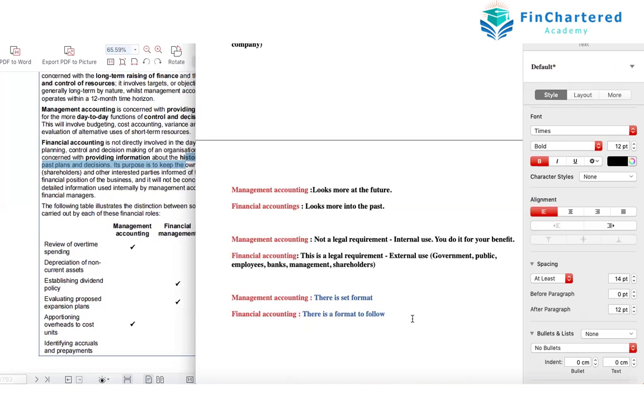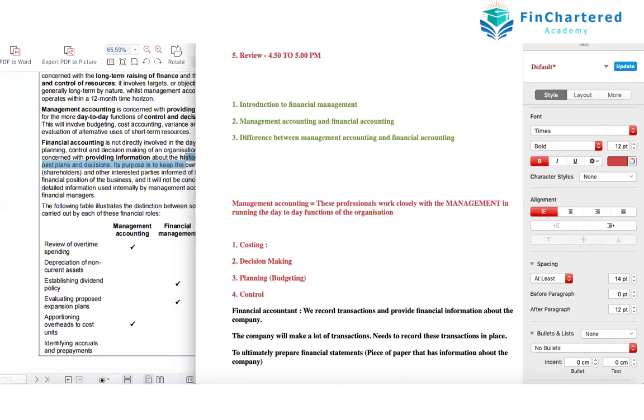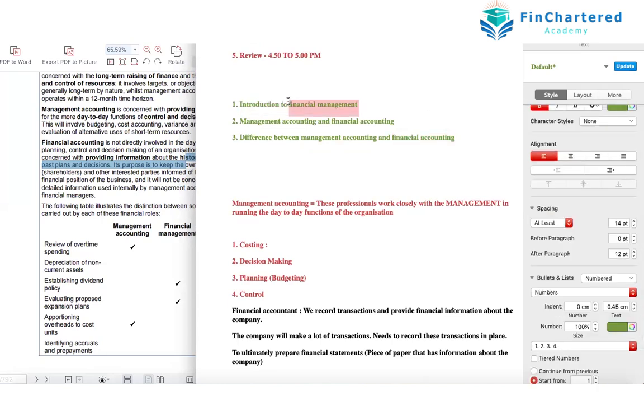So we've broadly looked at what is financial management, what is management accounting, what is financial accounting. So basically what I've done in these 35 minutes is given you a basic on 3 papers of ACCA. I've talked about MA, which is one paper. I've talked about FA, which is another paper. And I've talked about FM, which is the paper that you're doing now. Right?